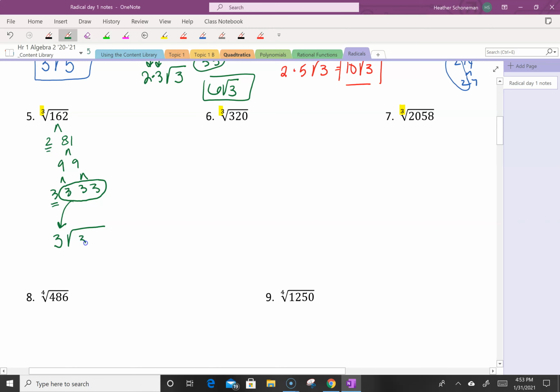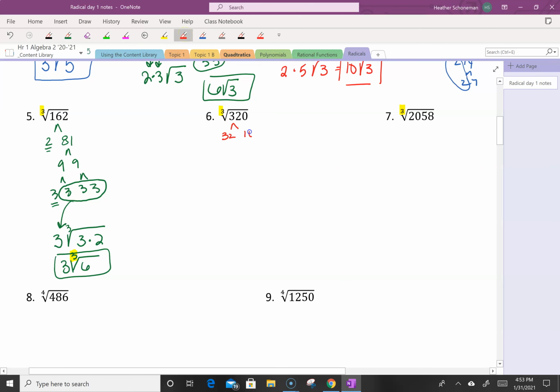Anything that's not grouped up goes back underneath. And so this is 3 cube root 6. Make sure, and it's hard to remember, but you got to put that cube root symbol there. It's important. Okay, let's try this again on number 6.